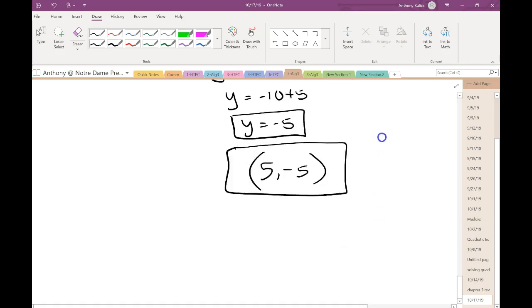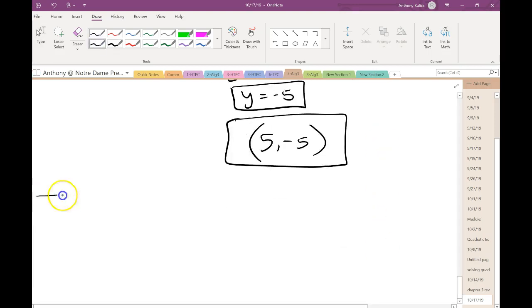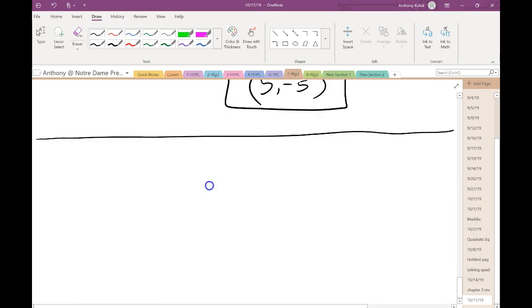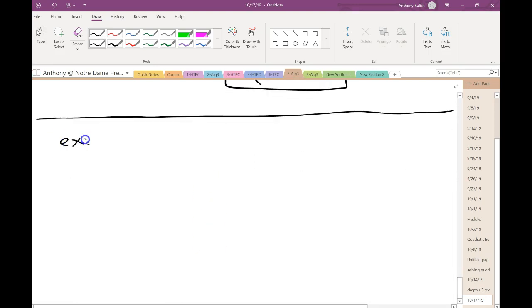Let's do another. Because we have hinted that it's possible that we can get infinitely many or no solutions, right? And we know what those are going to look like graphically. We described what those should look like graphically. But what are those going to look like algebraically? So let's do an example of each of those situations to see how we're going to interpret no solution or infinitely many solutions algebraically.